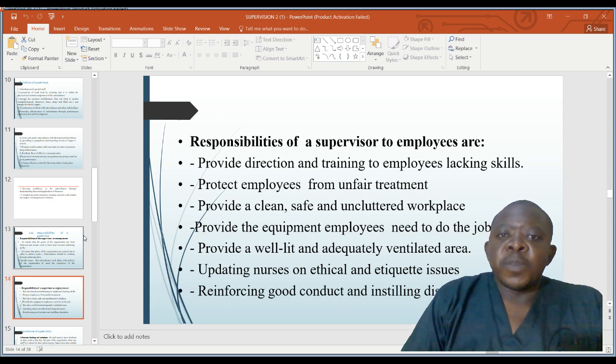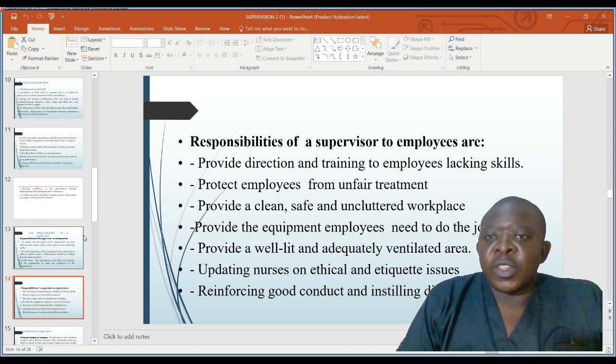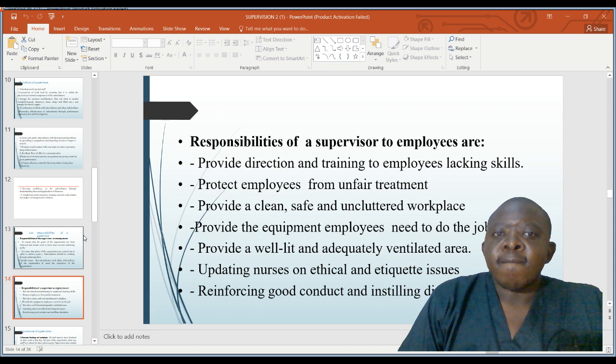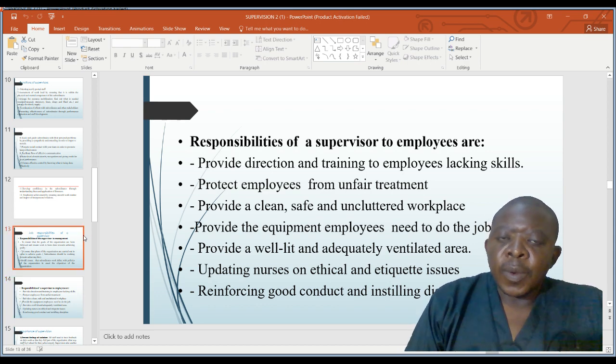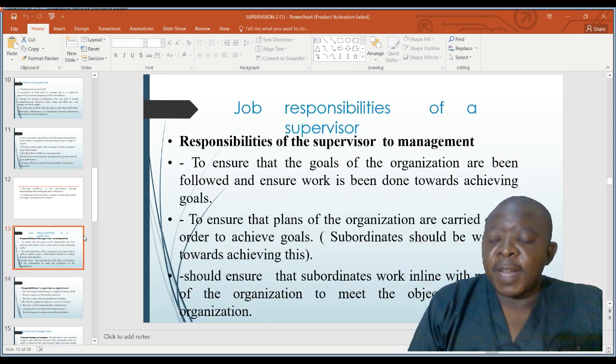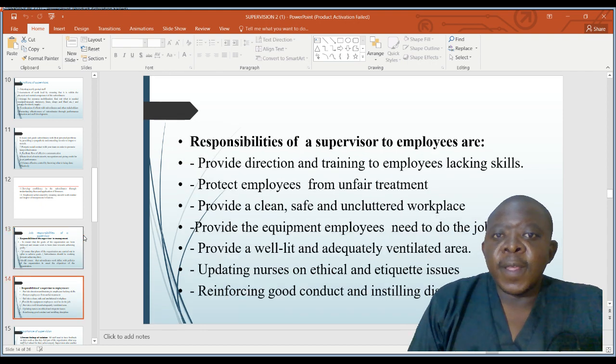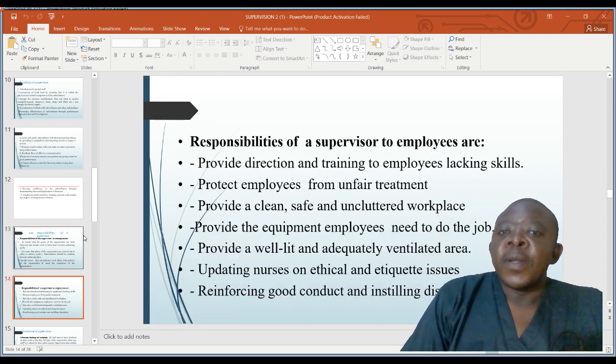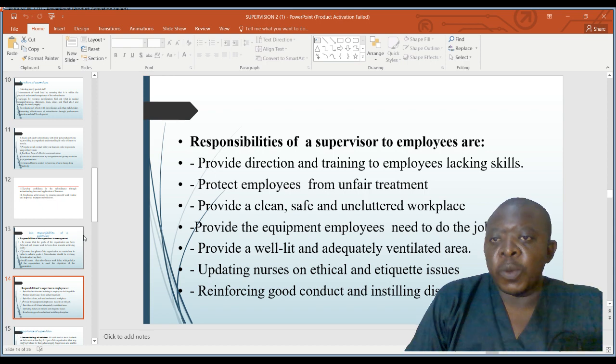So, responsibilities of supervisors to employees. Okay, so what we were looking at are responsibilities of the supervisors to management. Then now we're looking at responsibilities of a supervisor to employees.